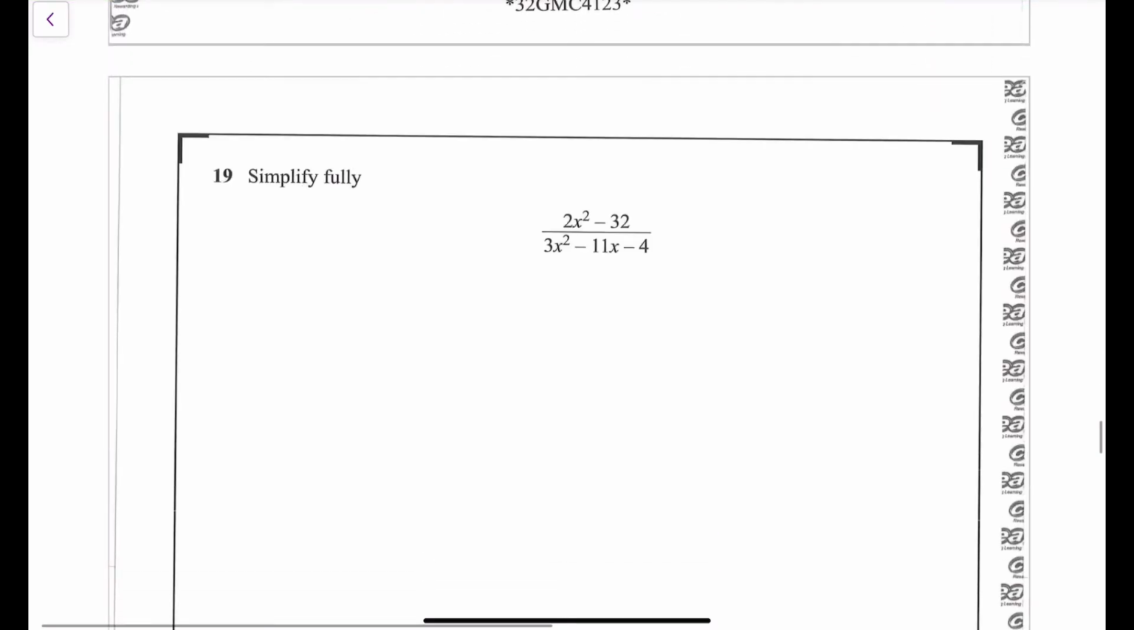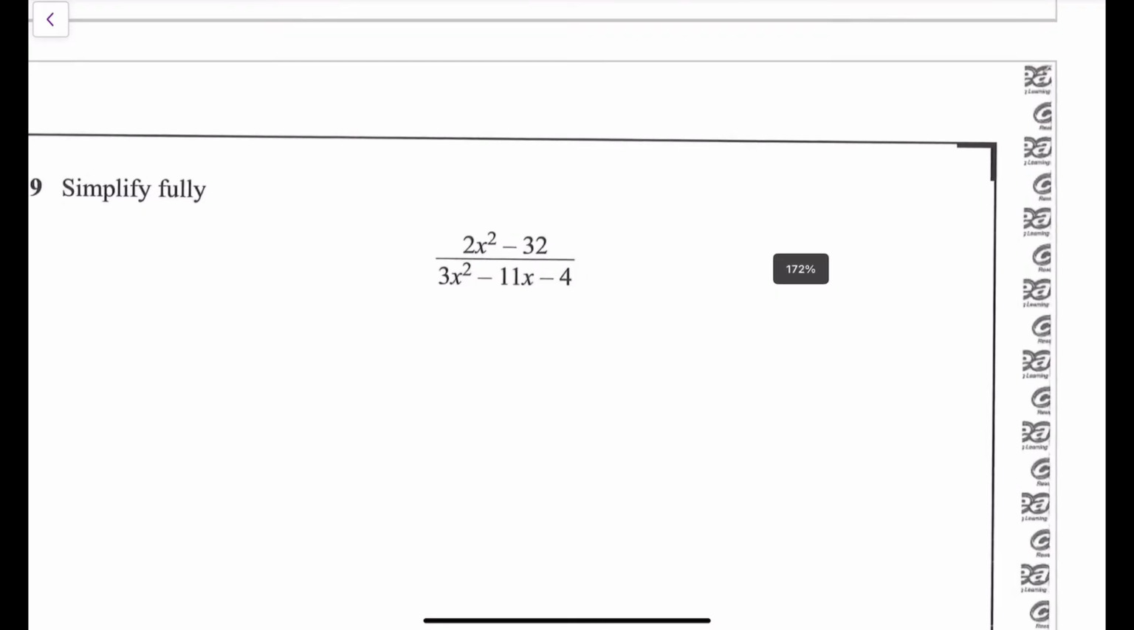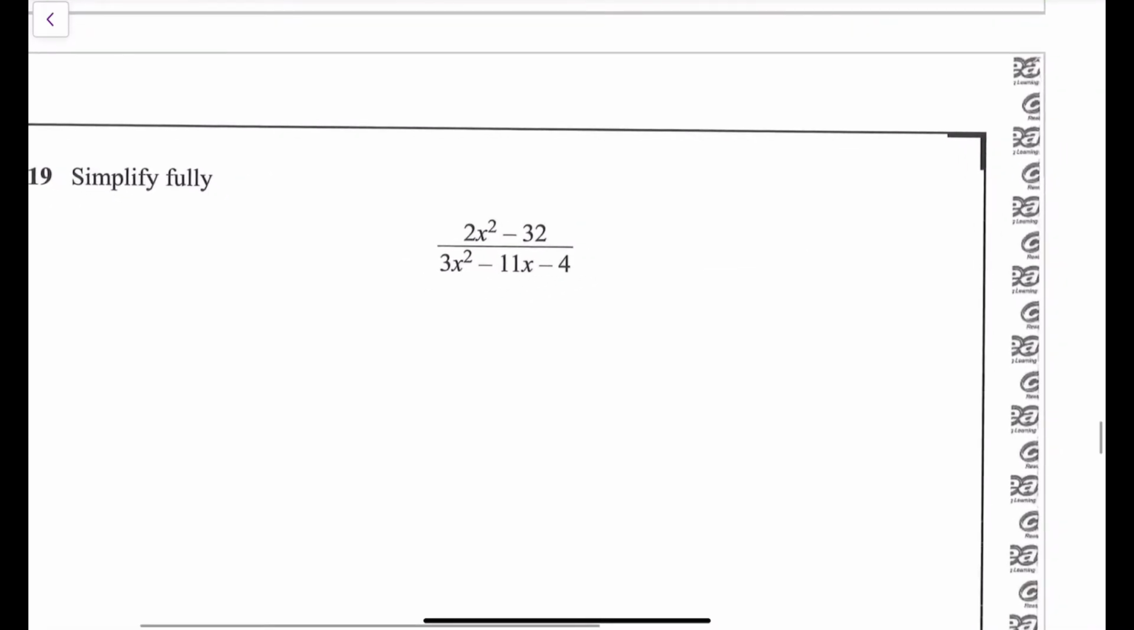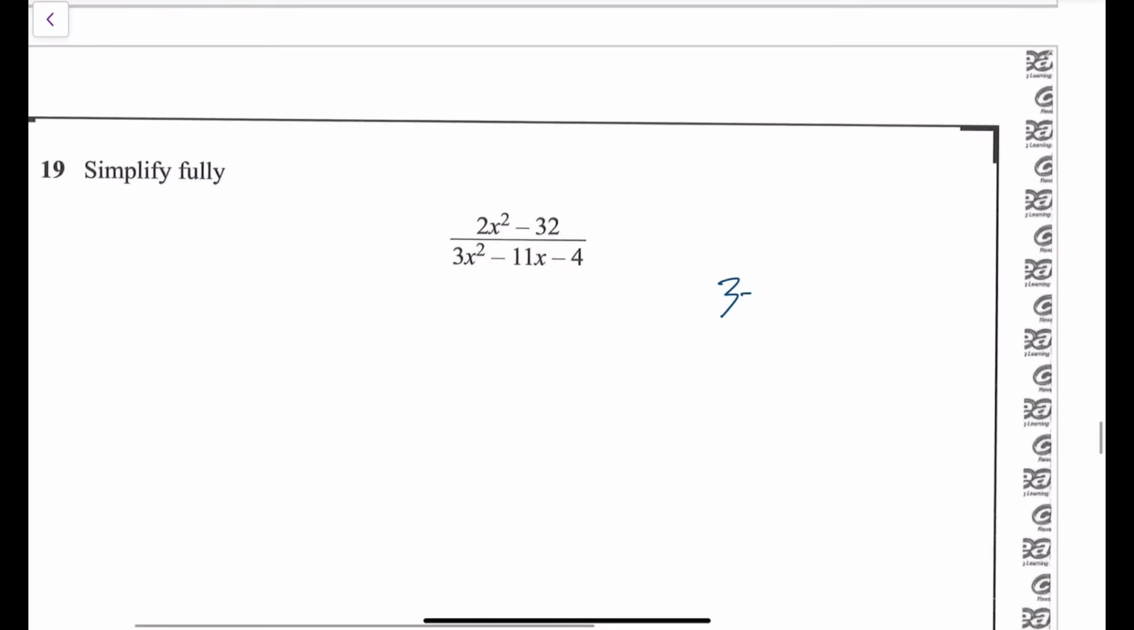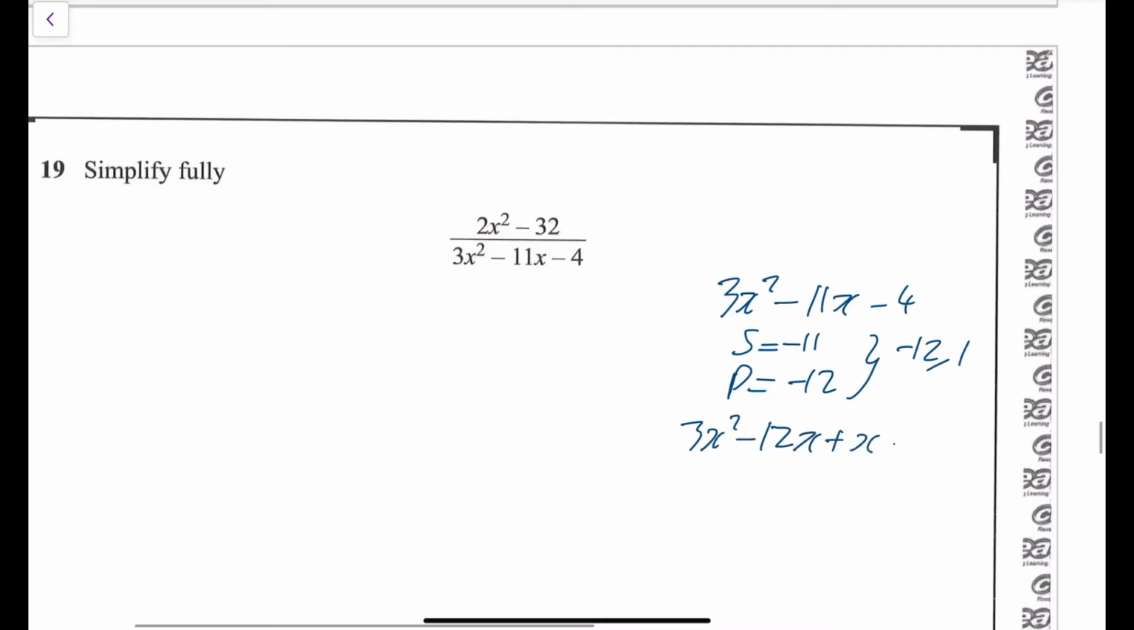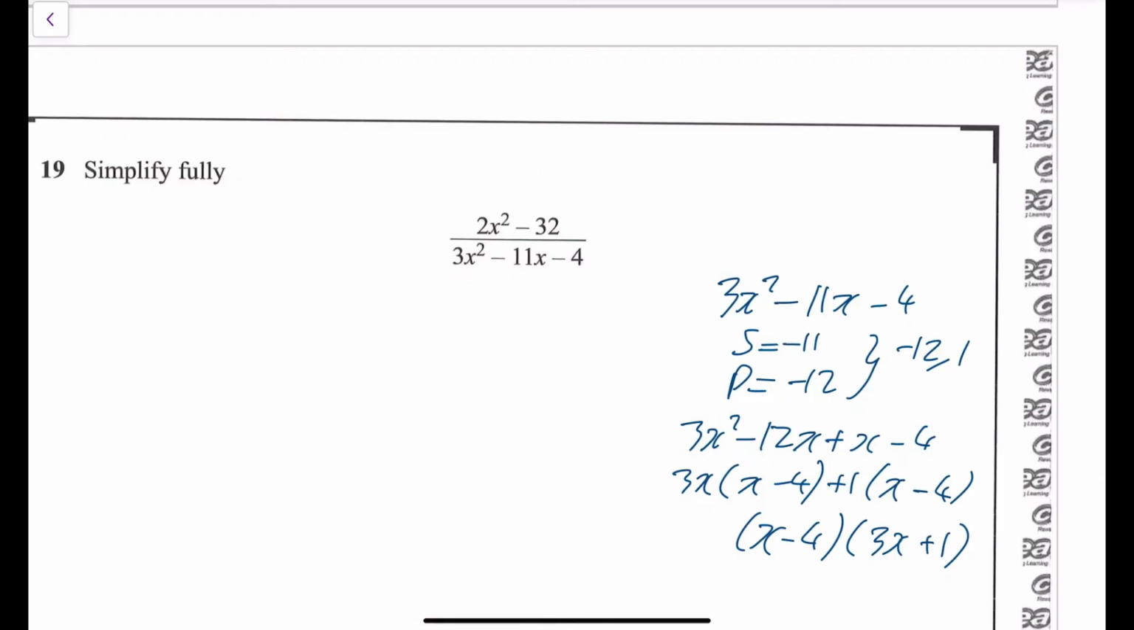Okay, next one. Lovely. Simplify fully. Right, we've got to factorise. I'm going to do the working out for the bottom line. My sum is equal to minus 11, my product is equal to minus 12. And that's a nice easy one. My two numbers are minus 12 and 1. So that's 3x squared minus 12x plus x minus 4. And that's 3x times x minus 4, plus 1 times x minus 4. So that is x minus 4 times 3x plus 1. So that's the bottom line factorised.